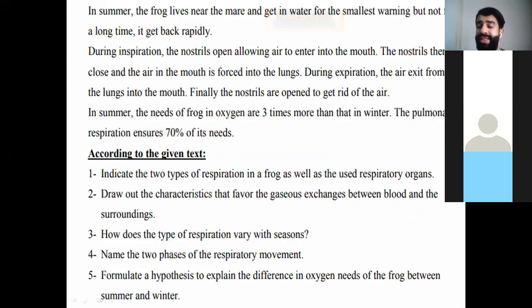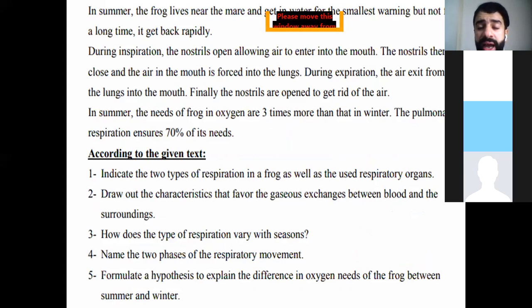So during expiration, which is the exhalation. So inhalation and exhalation are the two phases of the respiratory movement. Whenever we inhale and we exhale, these are the phases of the respiratory movement. This is part 4, by the way. So during expiration, the air exits from the lungs into the mouth, and finally, the nostrils are open to get rid of the air. In summer, the frog's need for oxygen is 3 times more than that in winter, meaning that the frog needs oxygen 3 times more than in winter.